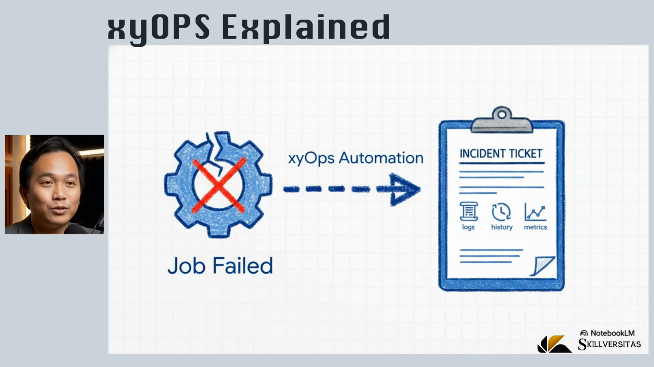And this is where the loop closes. If a job actually fails, you can set up xyOps to automatically open an incident ticket right in your system. But that ticket's not empty. Oh no, it's pre-filled with all the context you could ever want. The important logs, the job's run history, and direct links right back to the performance metrics. The whole investigation is practically handed to you on a silver platter.